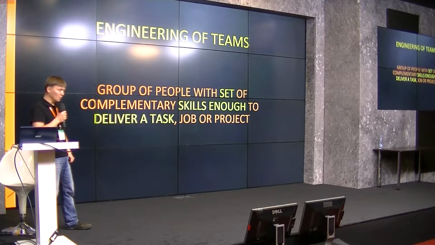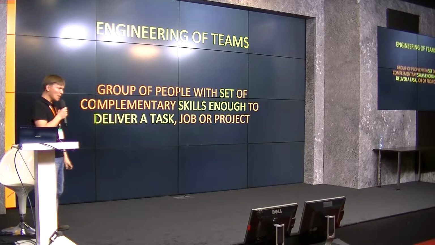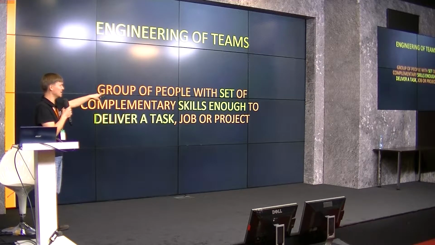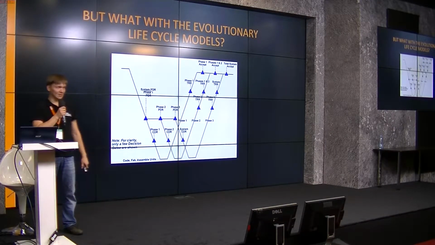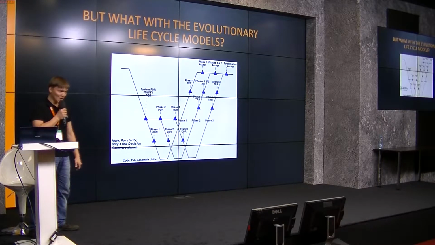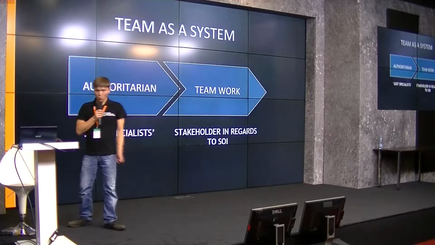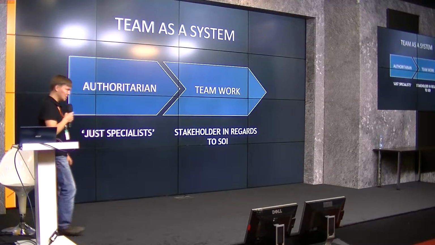So, if you want to build a team, that definition of team, it's a classical definition, you can find it almost anywhere. And the problem with this definition, do you know the problem with this definition? It implies we have a person who says that the skills of these people are enough. It's never the case. Guys, we never know exactly what the life cycle will be for this system. Nobody knows. So we need to go from authoritarian to teamwork, to the stakeholders concept.